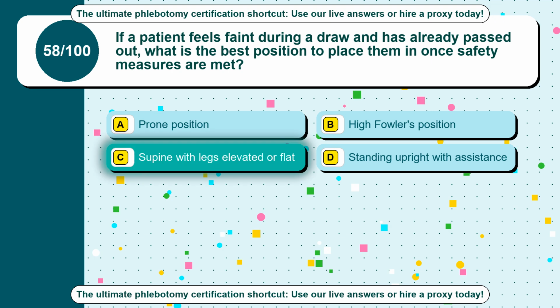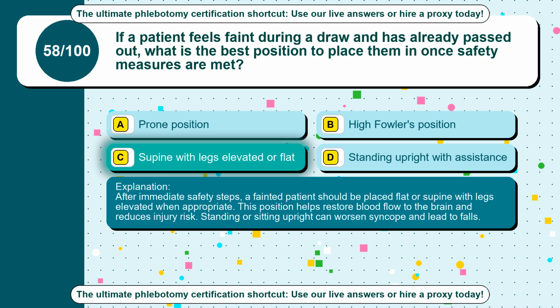The correct answer is option C, supine with legs elevated or flat. After immediate safety steps, a fainted patient should be placed flat or supine with legs elevated when appropriate. This position helps restore blood flow to the brain and reduces injury risk. Standing or sitting upright can worsen syncope and lead to falls.